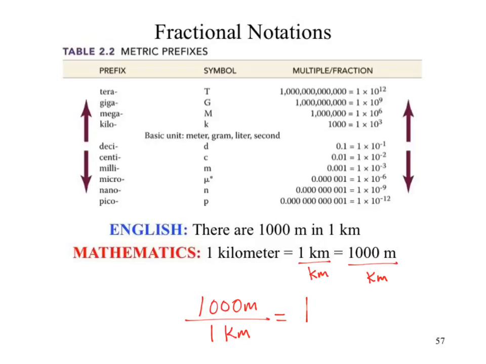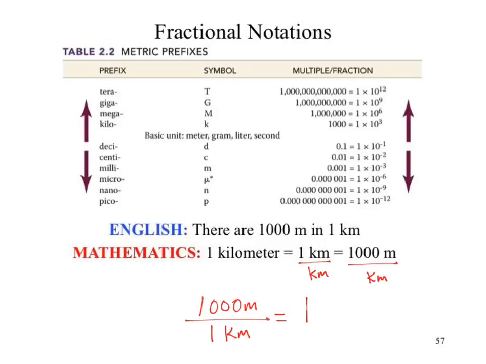Why would I ever multiply something by 1? That doesn't make any sense. I'm going to get the exact same value. Except now I can change my units by multiplying by 1. So it can allow me to simplify and adjust things by setting it up in this fractional notation.